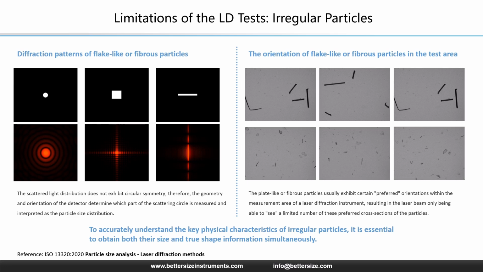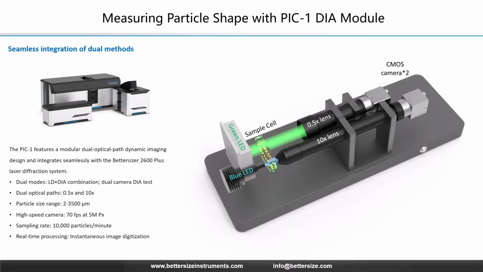To truly understand properties like flowability or coating performance, calculating size isn't enough. We need to see the shape. Now, let's look at the optical architecture of the Peak 1 module. Everything begins with stability. The particles are stably transported by the dispersion system into the imaging channel.